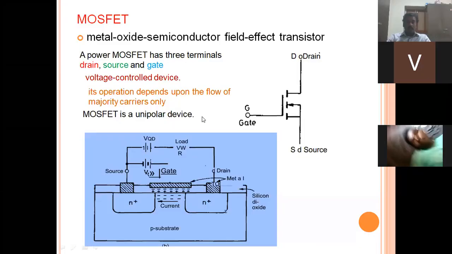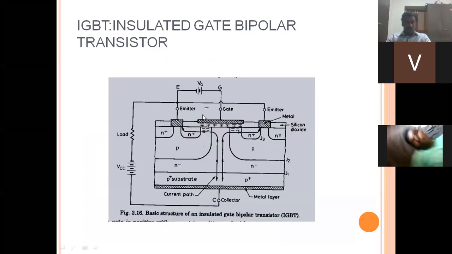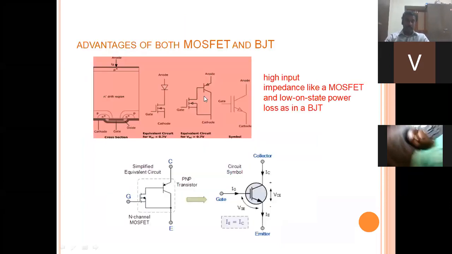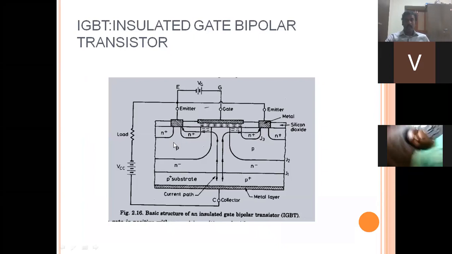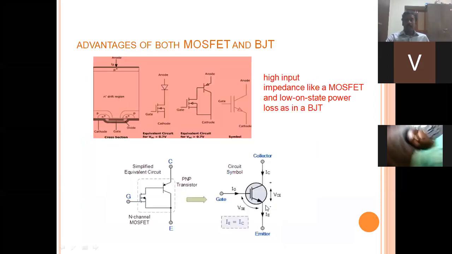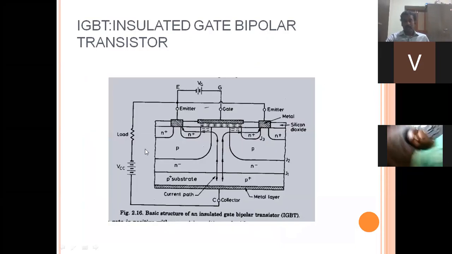Then we need to consider the other important device, which is nothing but an IGBT, insulated gate bipolar transistor. Whenever you consider this insulated gate bipolar transistor, it is nothing but a current control device. Generally, all the high power applications are enabled with these IGBTs.